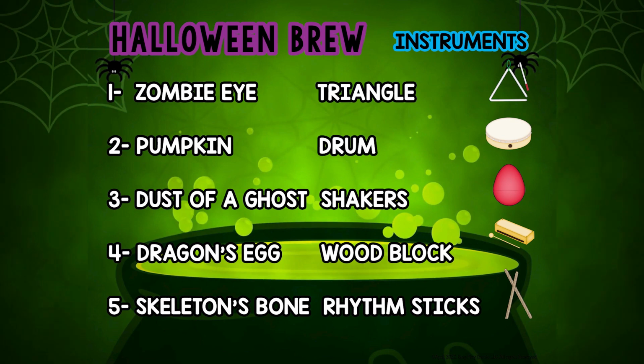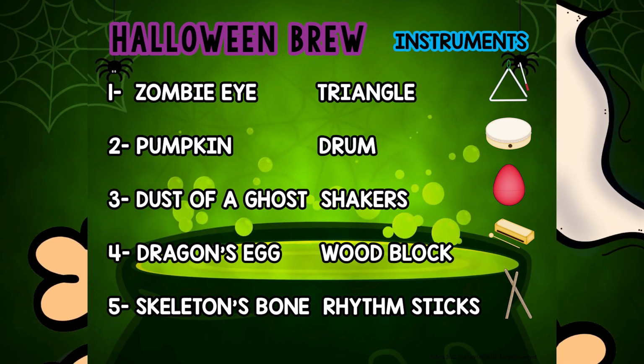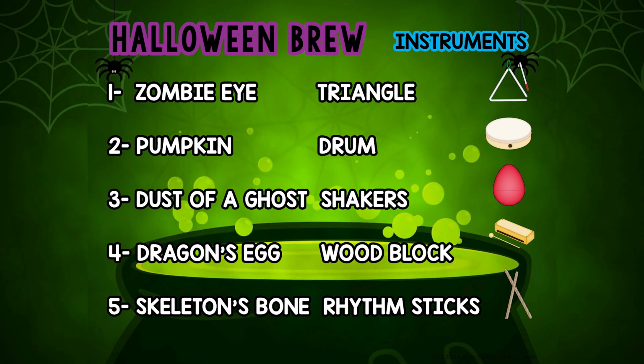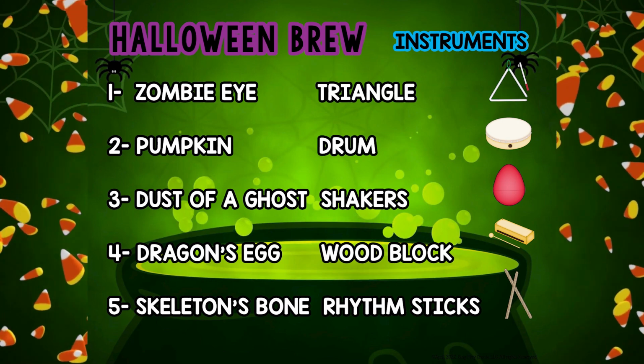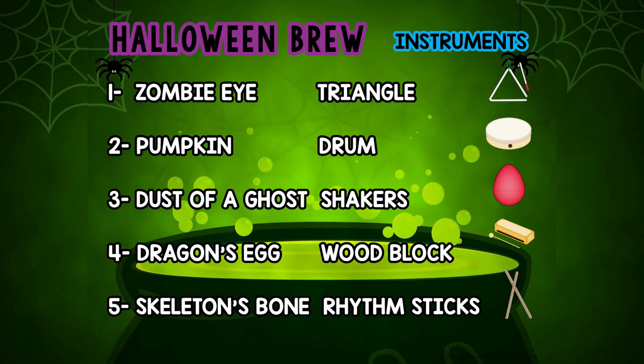Those are the actions. Then I went through and gave an instrument for each of those actions. So you could get out your instruments and have the students play for each of those things that the witch is going to have to collect for her brew. So the first one, like the zombie eye, you could have them play a triangle. For the pumpkin, a drum. For the dust of a ghost, some shakers. For a dragon's egg, some wood blocks or sand block. And the skeleton's thigh bone could be rhythm sticks. So there's lots of different ways you can do that kind of activity.